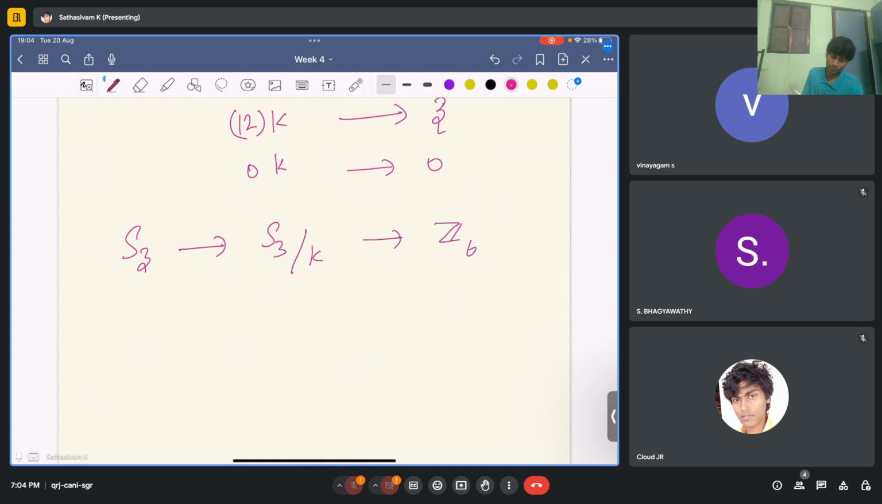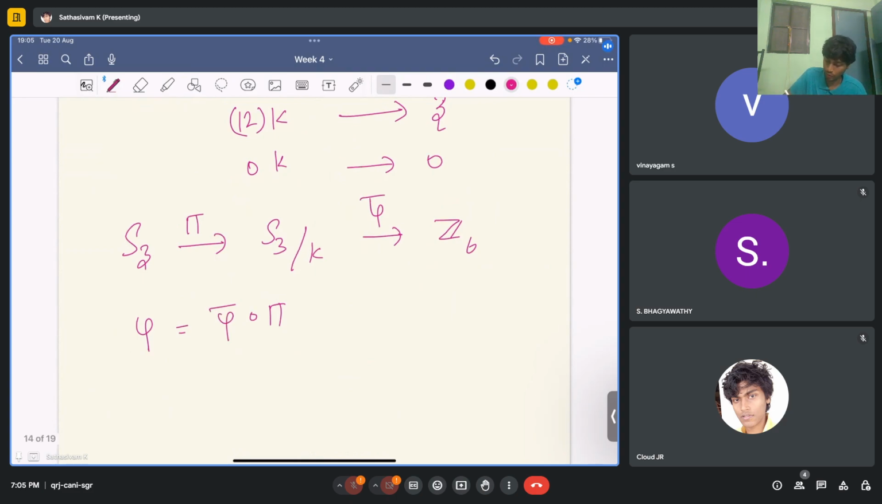Okay. So this is the 5 bar. And that's a natural projection here. So phi is basically nothing but the pi composed with 5 bar. Okay. So this is the homomorphism from S3 to Z6.